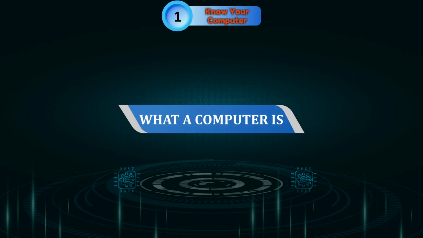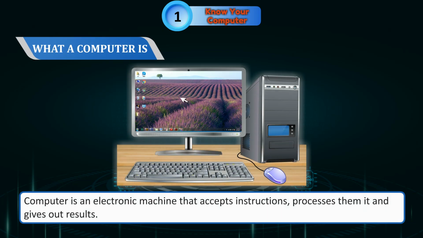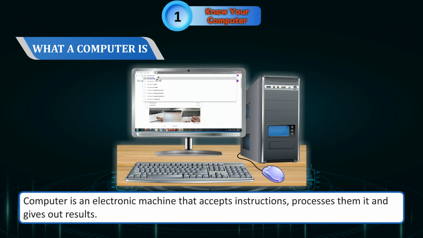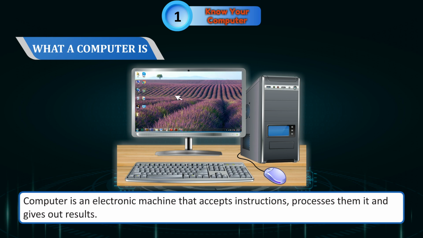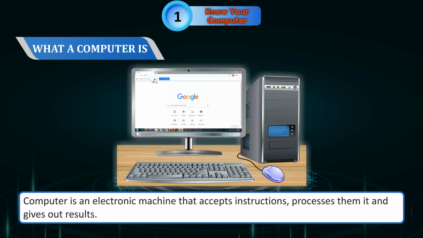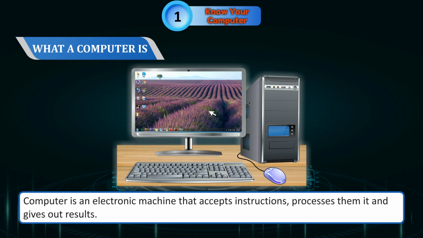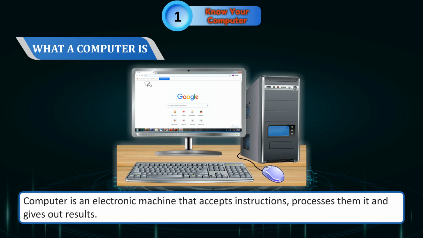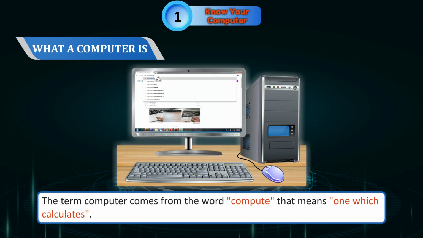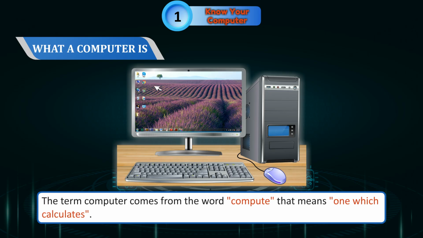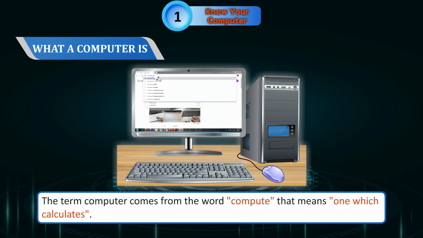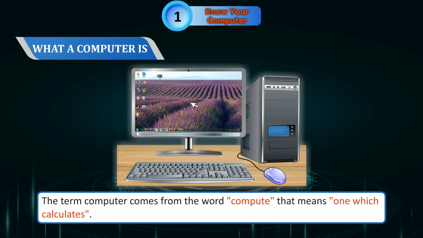What a computer is. A computer is an electronic machine that accepts instructions, processes them and gives out results. The term computer comes from the word compute, that means one which calculates.